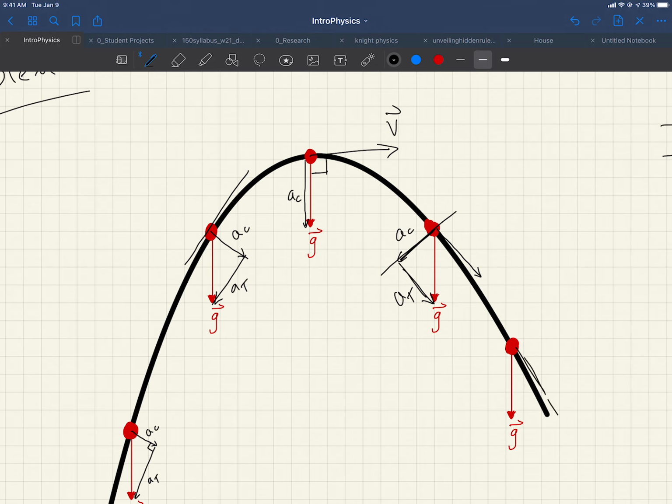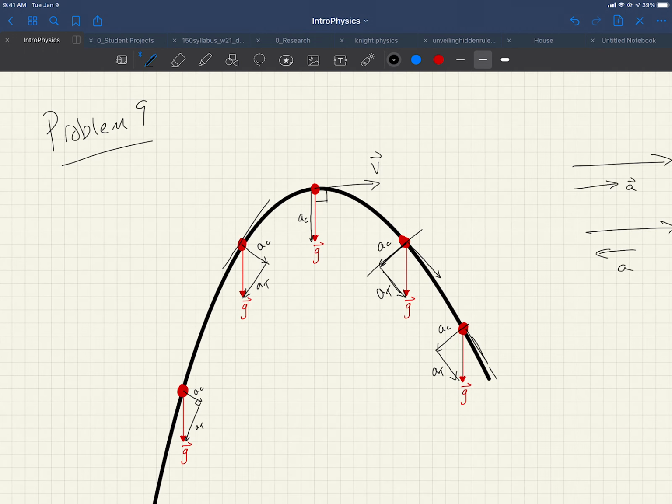Finally, I get to this spot here. That's my tangential. There's my perpendicular. So this is A tangential. That's A centripetal. So at each point in the figure, draw a vector corresponding to the total acceleration, a vector corresponding to the centripetal acceleration, and a vector corresponding to the tangential acceleration. We are done with part E.